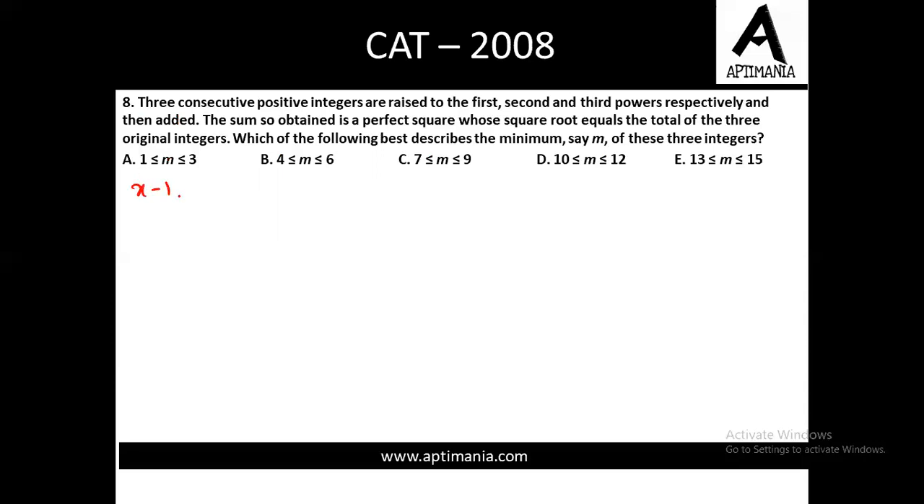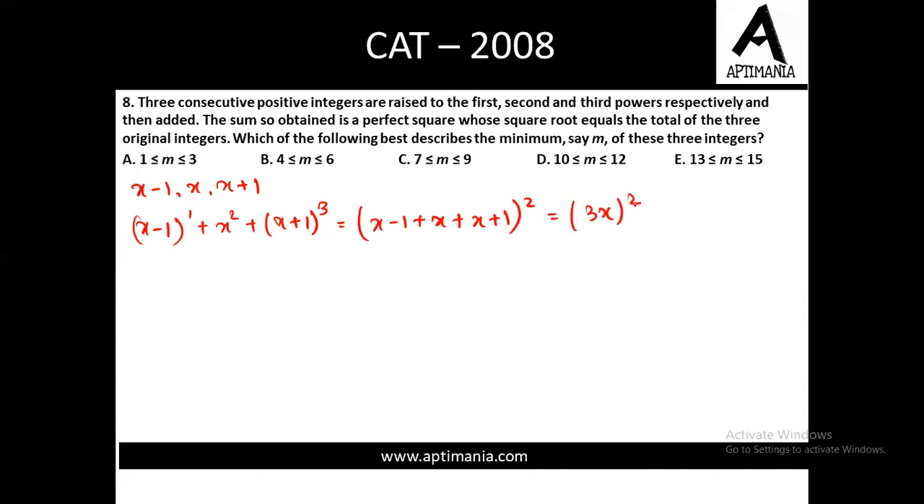I am assuming them to be x minus 1, x, and x plus 1, right? So they are raised to the power 1, 2, and 3 respectively and are added. The sum so obtained is a perfect square whose square root is equal to the sum of the three original integers. It is equal to the square whose square root is equal to the sum of the three original integers, right? So this will be 3x square, right?